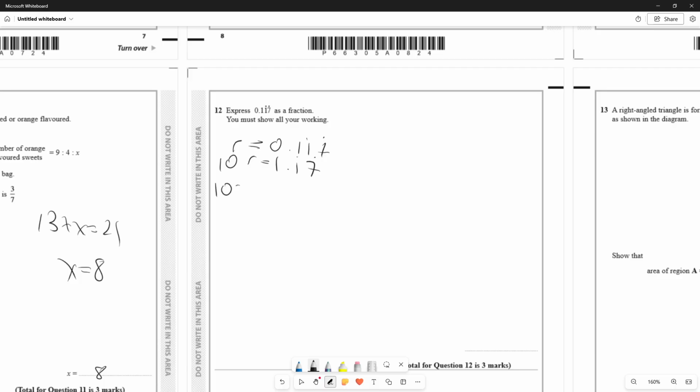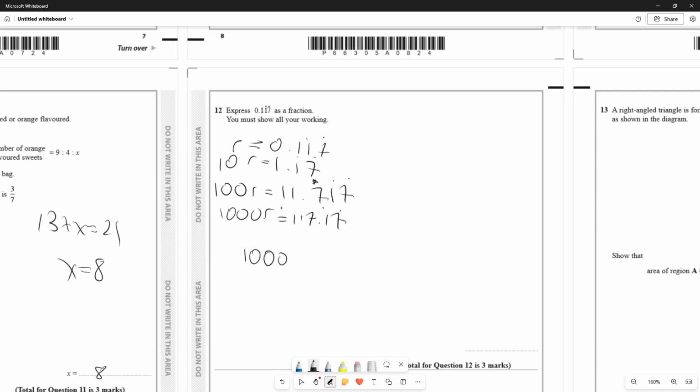We have 100r, we have 11.7, and then 1/7. As you can see, if you look at the decimals, we have not found anything that is the same yet. Let's go to 1000r. We have 117.17. Notice that the decimals for 1000r and 10r are the exact same. It's just 1/7 recurring. So now we can subtract them to get rid of the decimal.